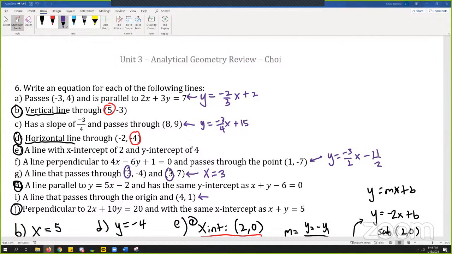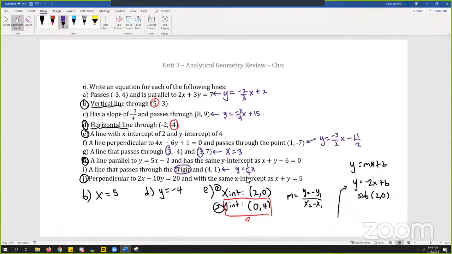The last one here, for I, it passes through the origin, which is (0, 0), and it also passes through (4, 1). This should have given you y equals 1 over 4 x. You should immediately tell that the origin, since it's (0, 0), is the y-intercept. That tells you b equals 0. So you just needed the slope, and you should have gotten 1 over 4 for your slope. And there's our full solution to this page.